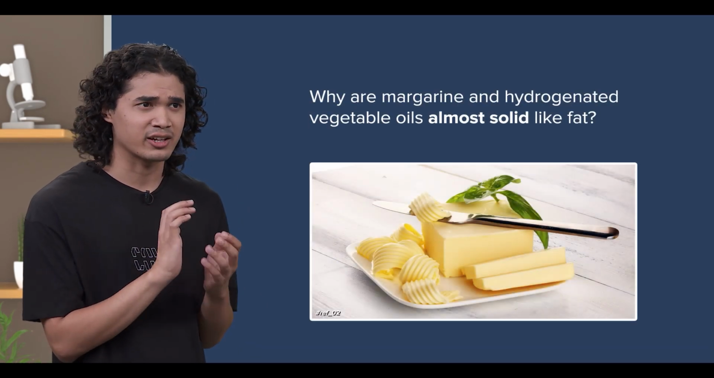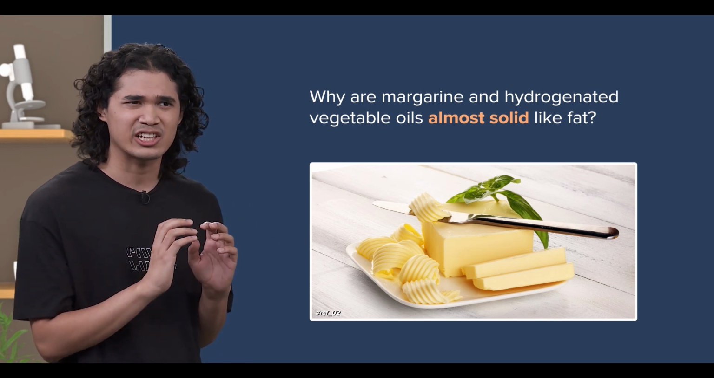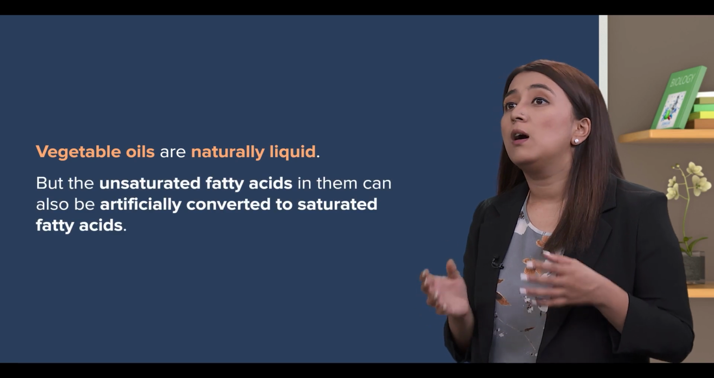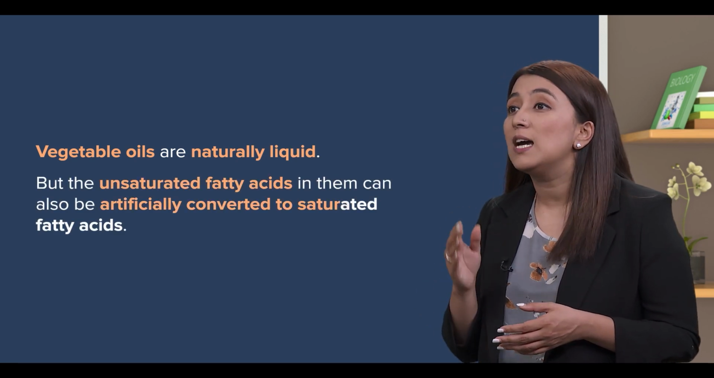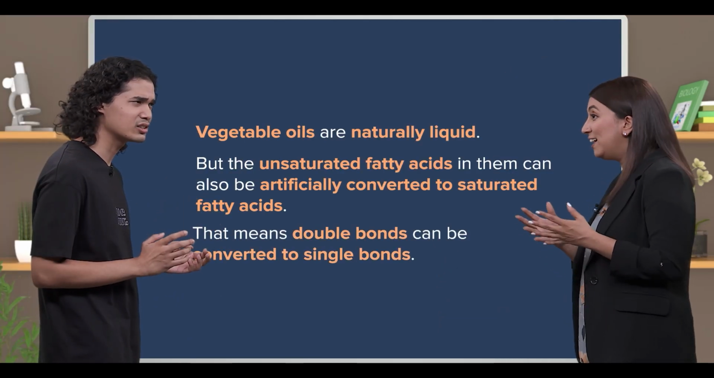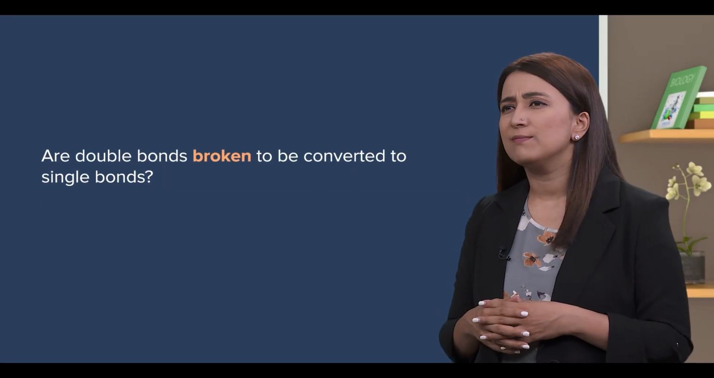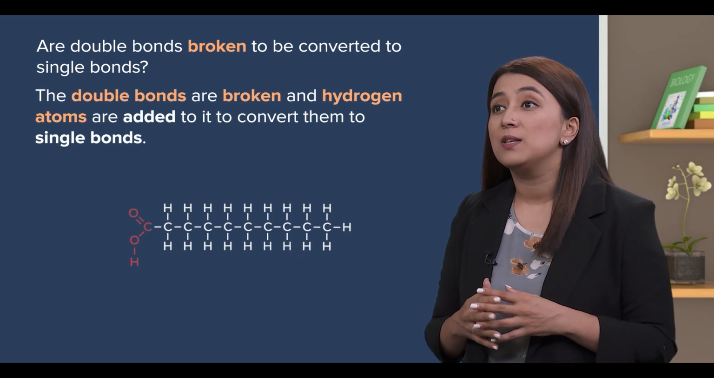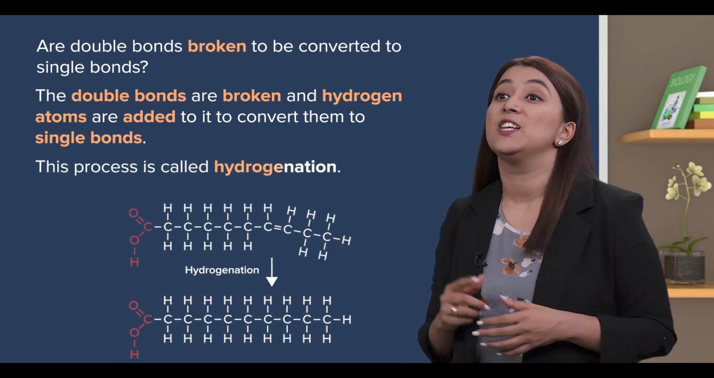Why are margarine and hydrogenated vegetable oils almost solid like fat? Is it even natural for oils to be solid? Well, vegetable oils are naturally liquid, but the unsaturated fatty acids in them can also be artificially converted to saturated fatty acids. Does it mean that the double bonds can be converted to single bonds? Yes. So what do they do to change it? Do they break the double bonds? In a way, yes. The double bonds are broken and hydrogen atoms are added to it to convert them to single bonds. This process is called hydrogenation.